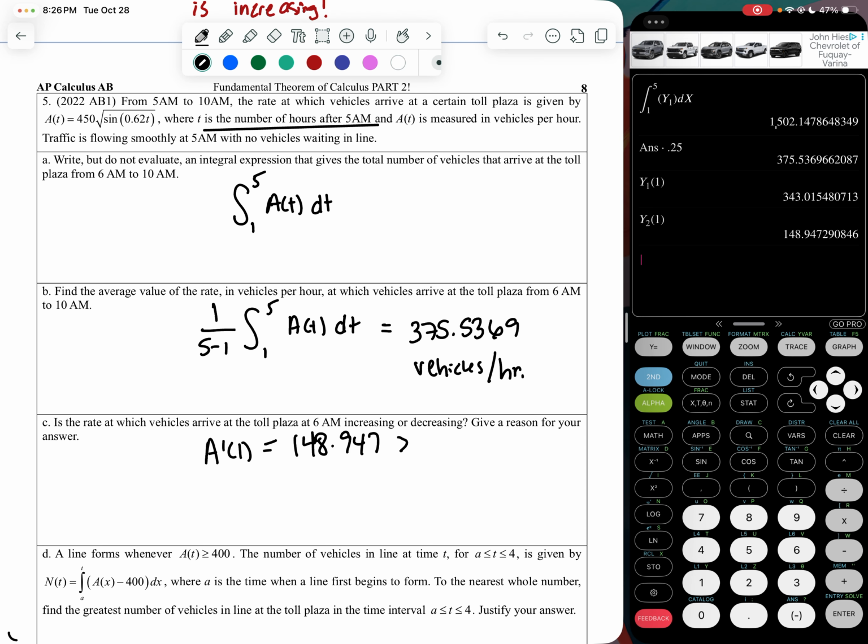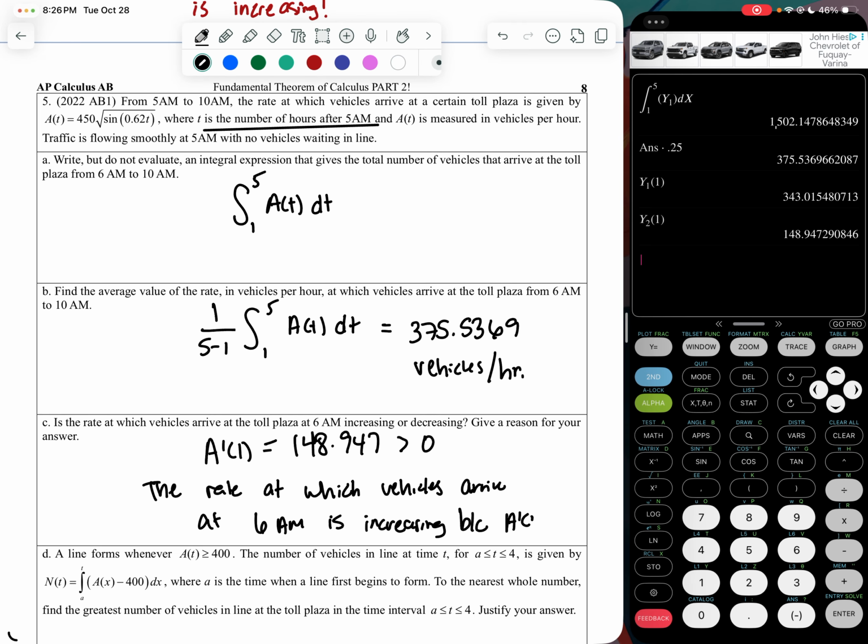Now, because that value is greater than 0, this tells me that the rate at which vehicles arrive at 6 a.m. is increasing because A prime of 1 is greater than 0.